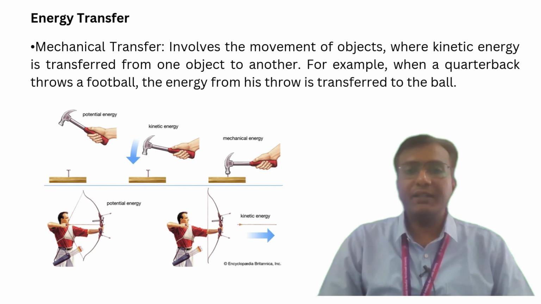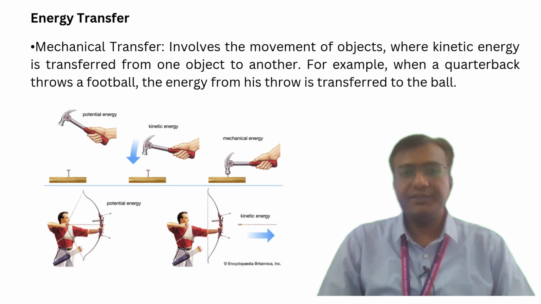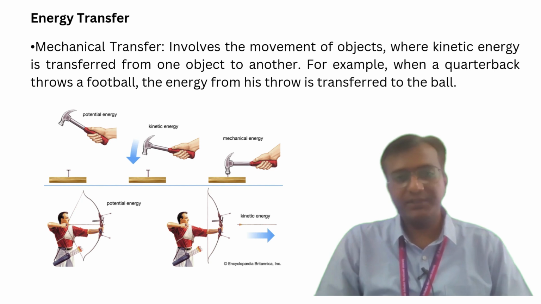The defining characteristic of mechanical energy transfer is that it involves a force acting over a distance. When a force causes an object to move, energy is transferred from the source of the force to the object. This transfer of energy results in a change in the object's kinetic energy if its speed changes, or its potential energy if its position changes.